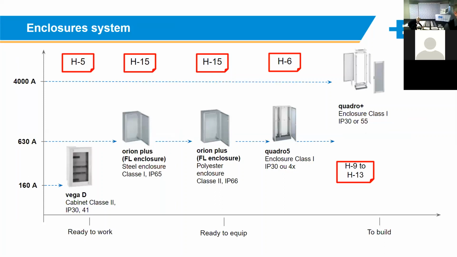So on the enclosure sides of the panels, I will only go through the panels that are 160 amps upwards, from the Vega D to the Orion Quadro 5 and Quadro Plus panels. There are also smaller ones in the Hager catalog. If you go to section H, you will see the smaller ones: the Mini Gamma, from a 2-way to a 10-way; the Golf series, which is IP40 with the door on it, from a 4-way up to 54-way; the Volta series; and then the Vector series, all available in different sizes. But for today, we'll focus on Vega D to start off with.